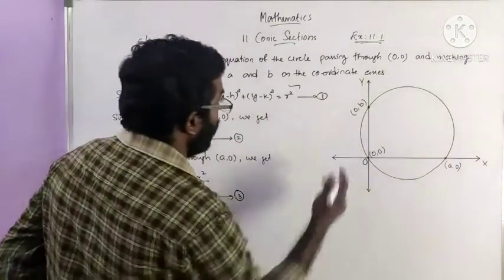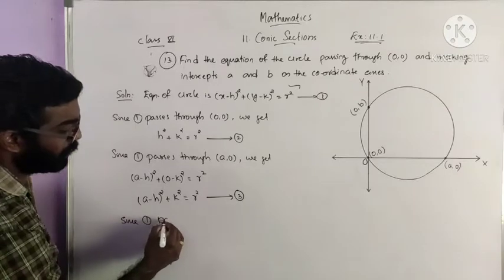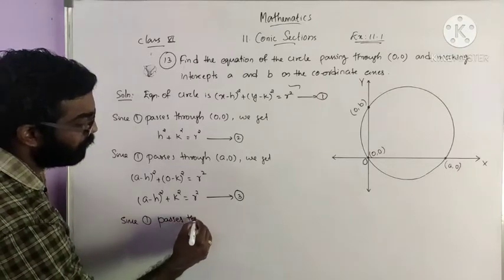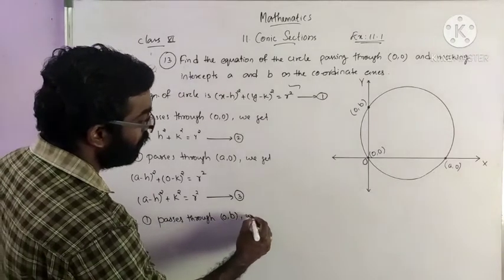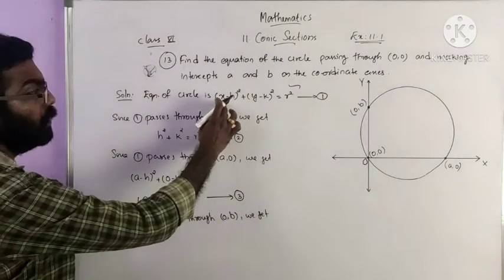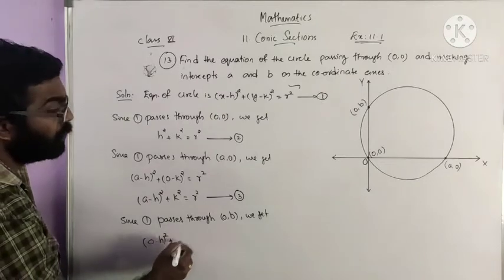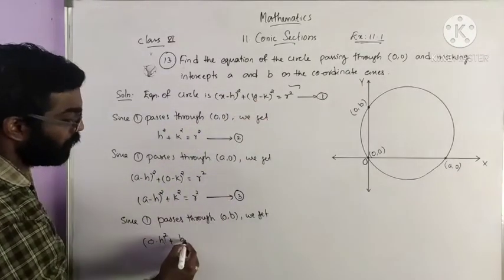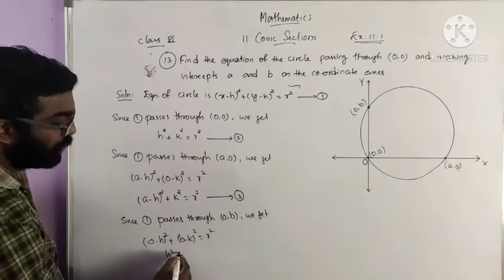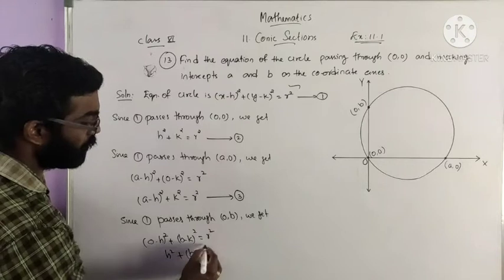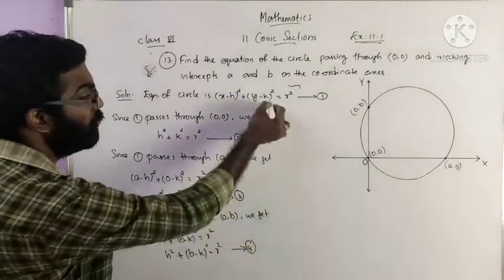Now consider the third one, 0, b. Since the circle passes through the point 0, b, we get 0 minus h the whole square, then plus b minus k the whole square, which is equal to r square, or we can write h square plus b minus k the whole square is equal to r square. Take it as equation number 4.